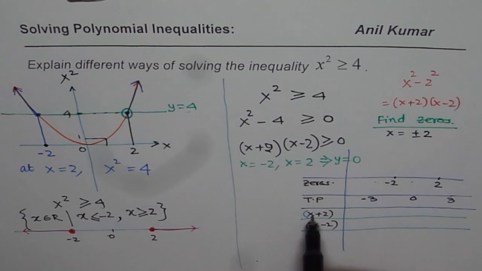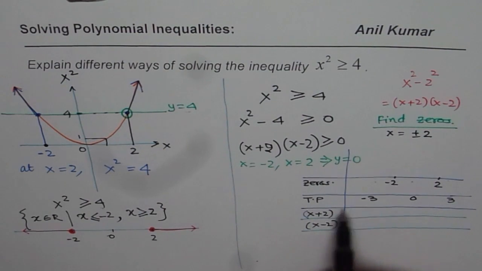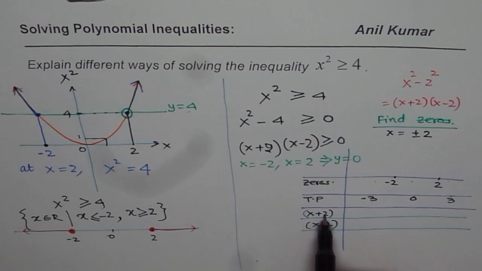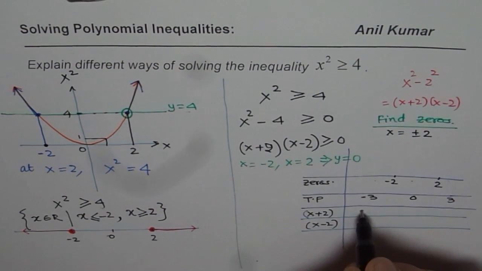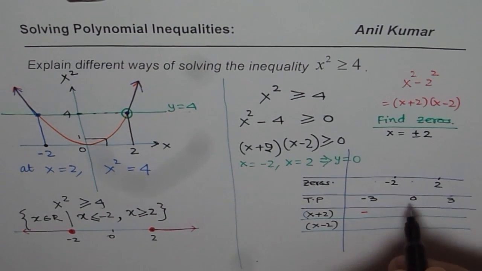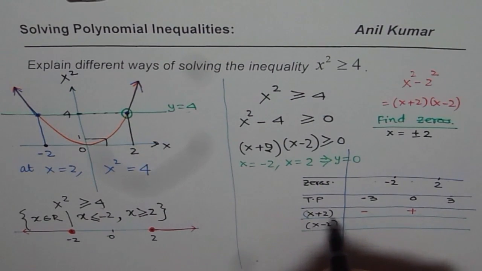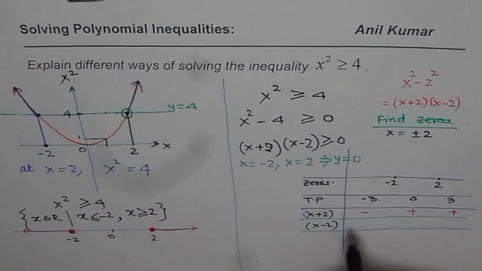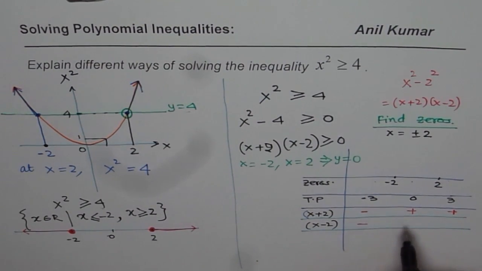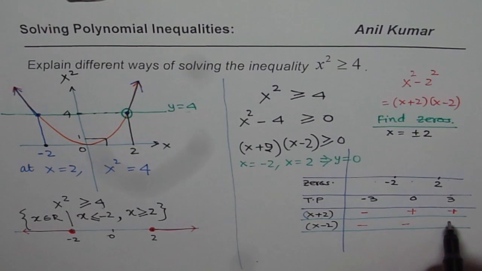If I write minus 3 here, that is my test point. Minus 3 plus 2 is negative 1. We are interested in the sign, so we have negative here. If I write 0, I get positive 2. If I write 3 also, it is positive. For the second factor, minus 3 minus 2 is negative. 0 gives me minus 2, which is negative. If I write 3, I get positive 1.